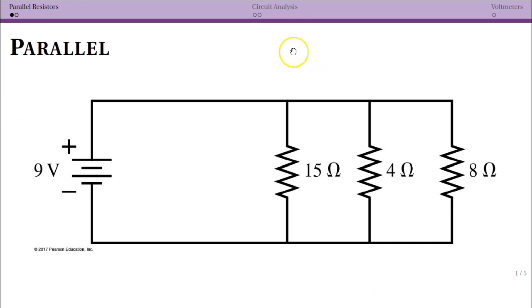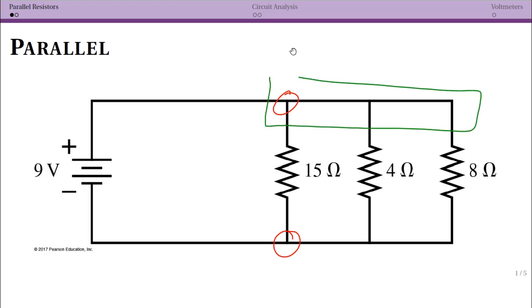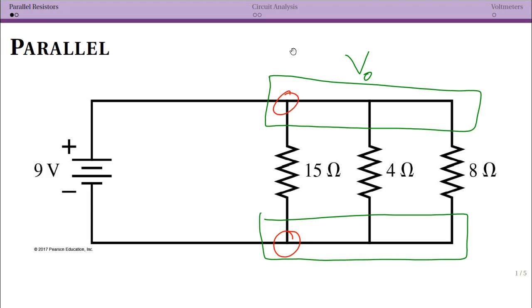So parallel is indicated by a junction. And one thing to note here is that we actually have three resistors that are all in parallel with each other. How you can identify this is that the tops of the resistors are all at the same potential. The bottoms of the resistors are all at the same potential. That indicates that the delta V across them are all equal, and that means they're in parallel.